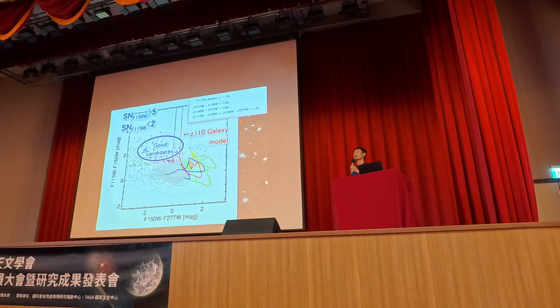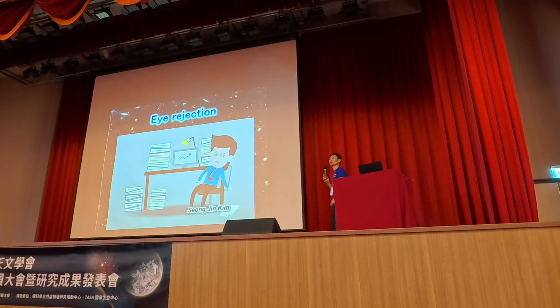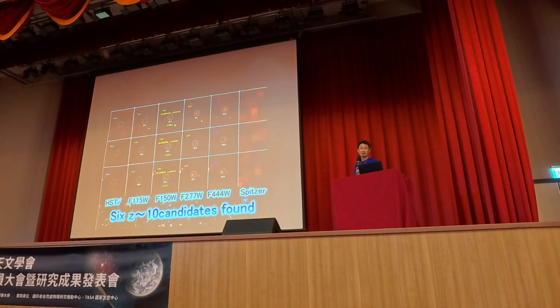But as you can see, there are 180 galaxies here. There are so many candidates. What does Seong Jin do? He does eye inspection. He looked at all 180 by eye and then carefully rejected the spurious candidates. Maybe that's why he's too tired and cannot come here. Anyway, these are three of his good candidates that he selected.